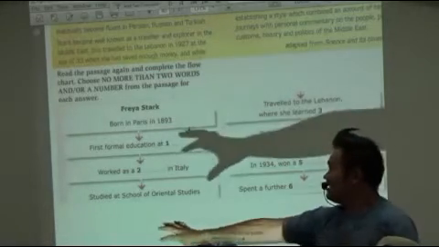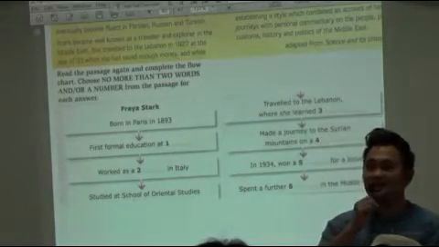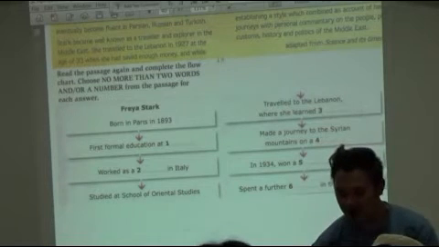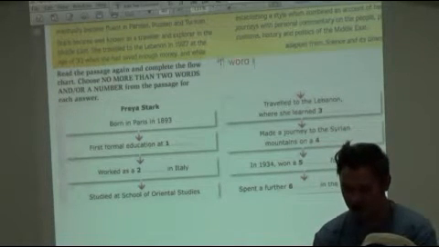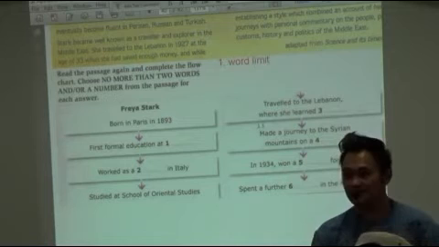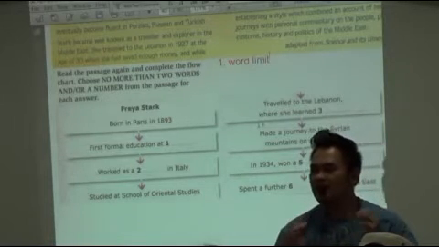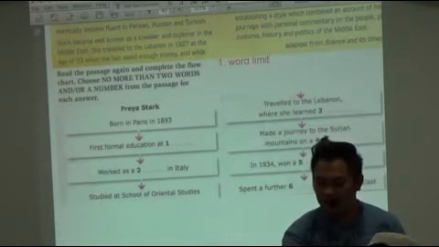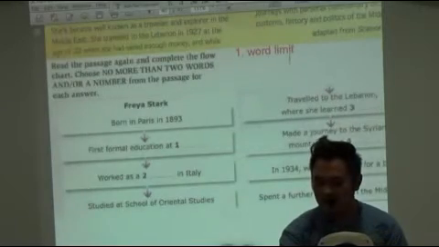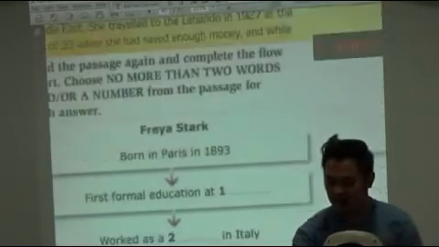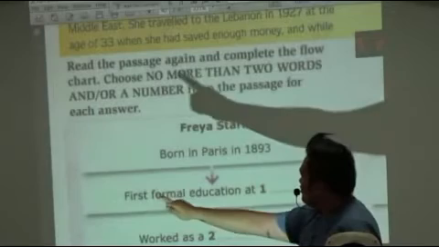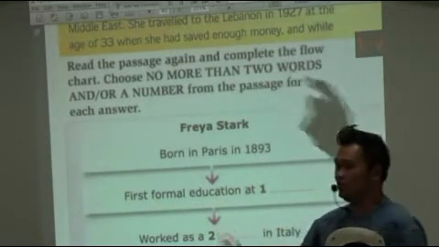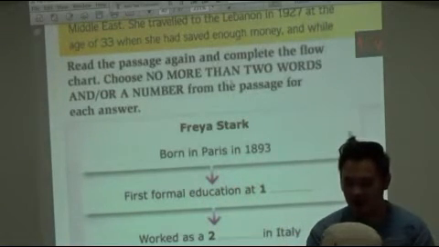Okay, now there are many blanks. The first thing that you need to do is always you have to check your word limit. That's step number 1. You have to know how many words can I use? Where can you find the word limit? Usually at the top of the question. So let's read: no more than 2 words. That's your word count.